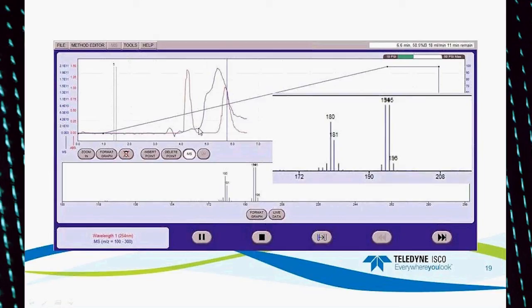When the mass spec started seeing this peak form, that would advance the fraction collector again, even though the UV would say there's no peak there. So the two channels are totally independent of one another, and when either one sees a peak that's breaking through the threshold that's been set, it'll advance the fraction collector to the next tube.